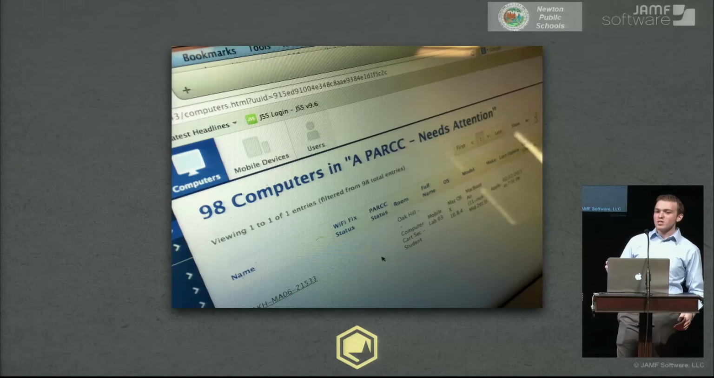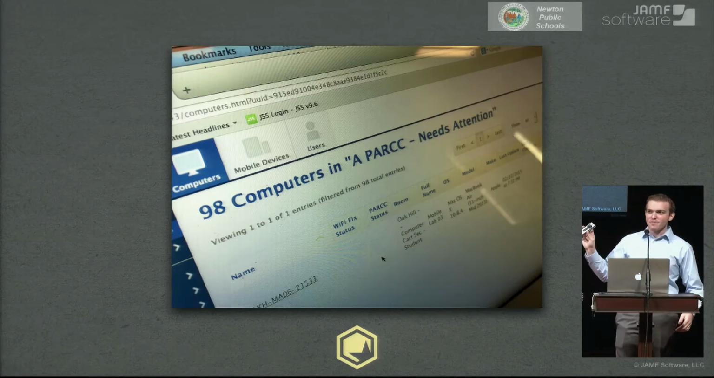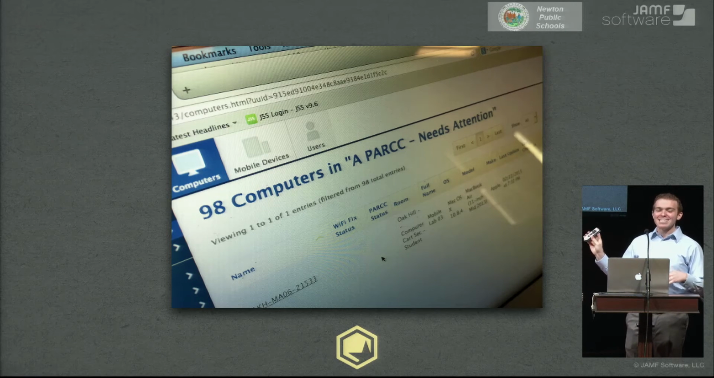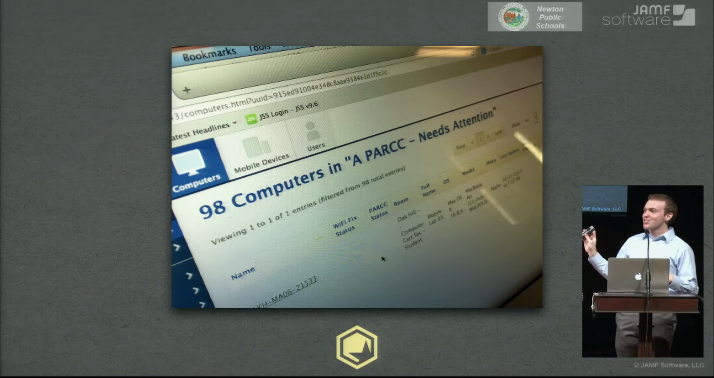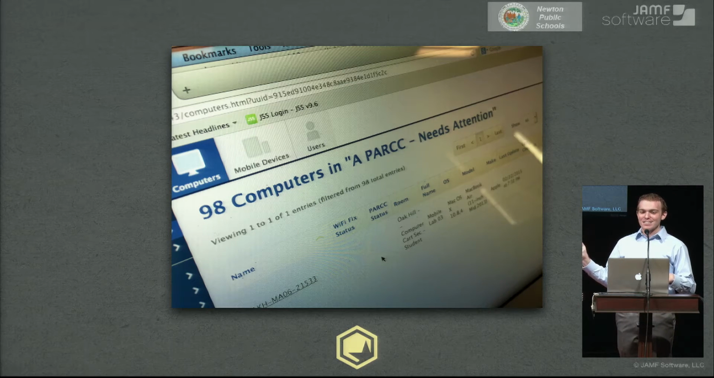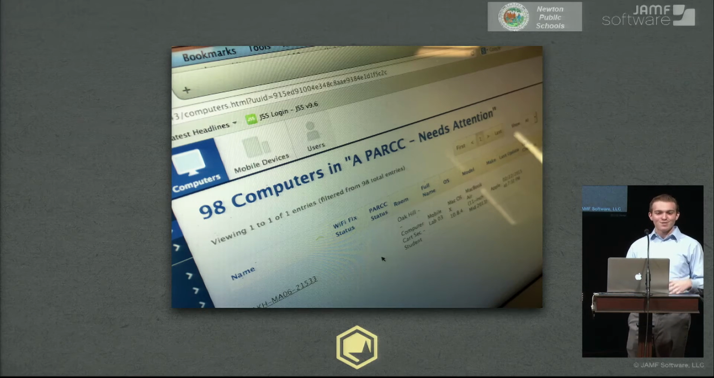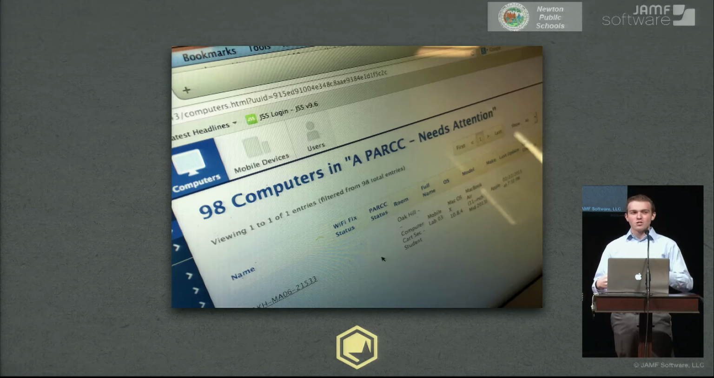At the end of the first week of deployment, I took this picture and I posted it to my Facebook page because all of my friends know I was working on this. And there were 98 computers left out of 1,600 that were ready. I'm sorry, 98 that still needed attention out of the 1,600. So that felt pretty good. There were only 98 machines that needed to be touched or remediated in some way after that first week.